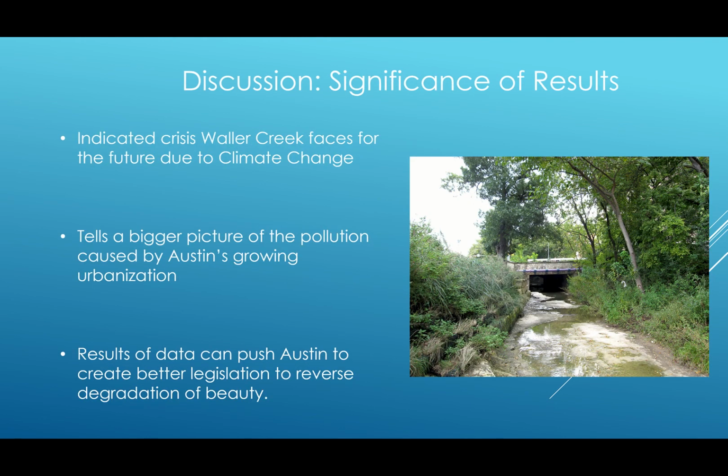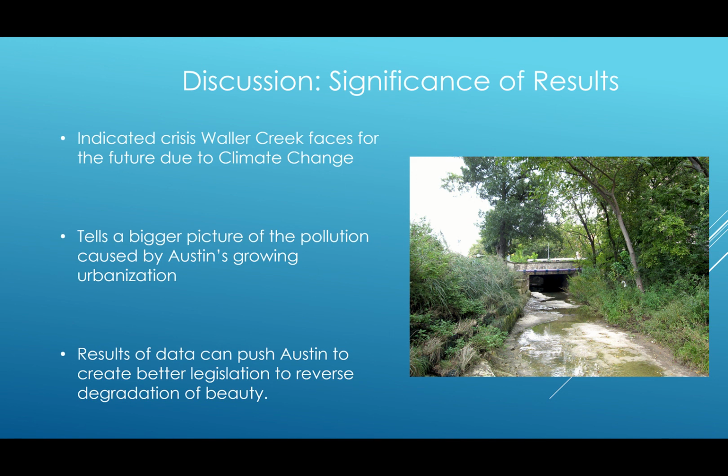So looking at the significance of the results, it obviously shows this crisis that Waller Creek is facing, especially when you're dealing with climate change. If you're having a lot more of these rain events that are completely inconsistent, it's going to create a degradation of the beauty of the creek. And this creek is obviously enjoyed by many citizens of Austin. They're walking around, they're seeing it, they're spending time around it. It's supposed to raise their happiness. It's supposed to be a lot of beauty in the city.